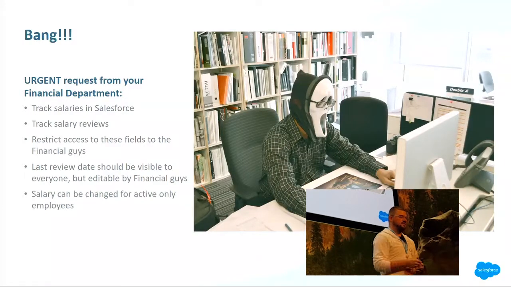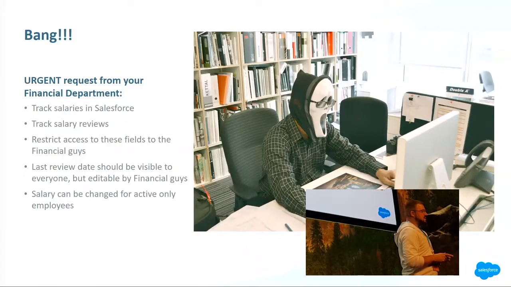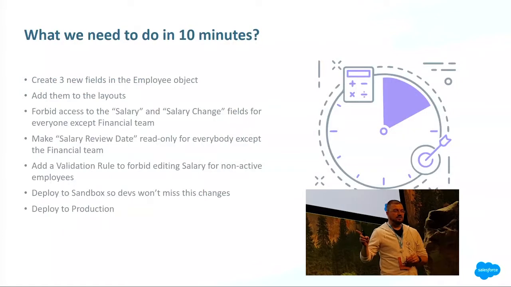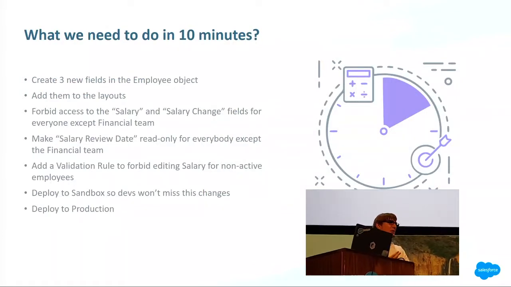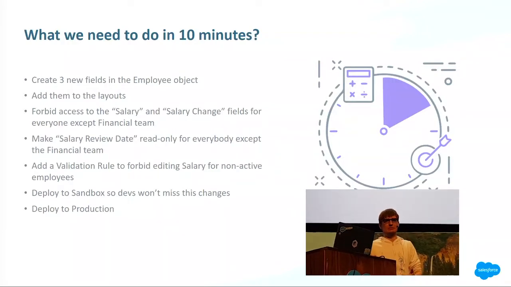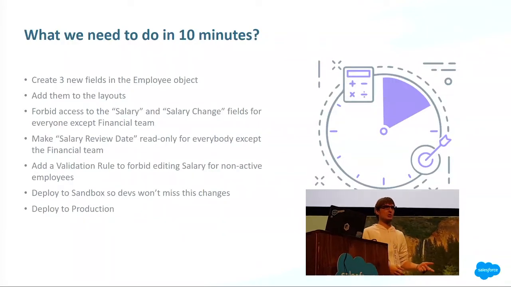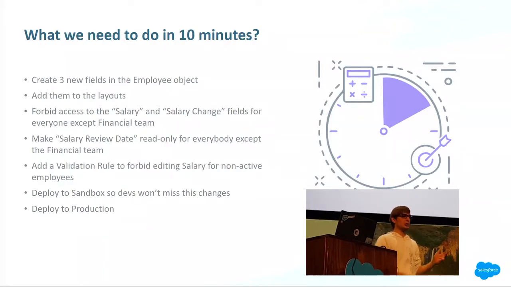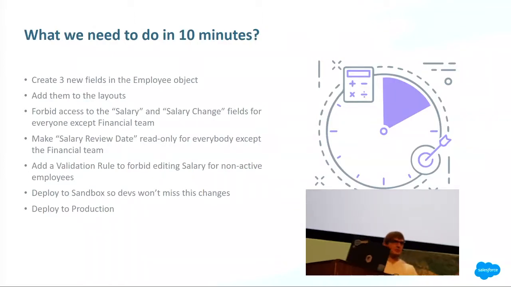So the description of the task is on the screen. Let's consider this task in a more detailed technical way. Volodya, what do you need to do in order to complete this task? Okay, in general, it's pretty simple. It doesn't look like a complex task. So we need 3 new fields. We need to add all of them to layouts. We need to set up proper FLS. We need to create a validation rule. We need to deploy this to a sandbox, and we need to deploy this to production in 10 minutes.